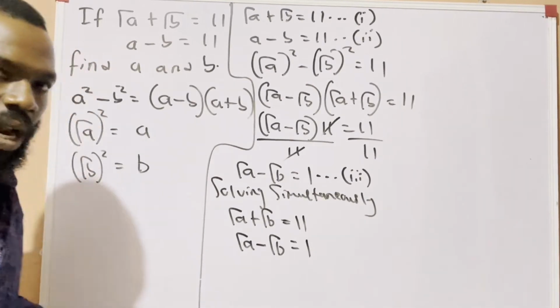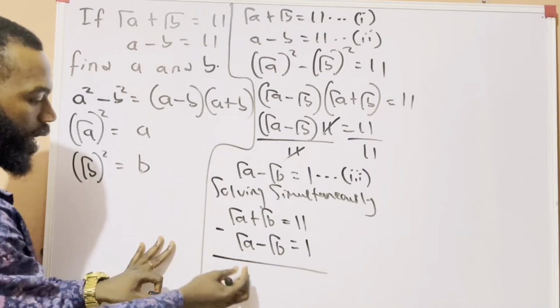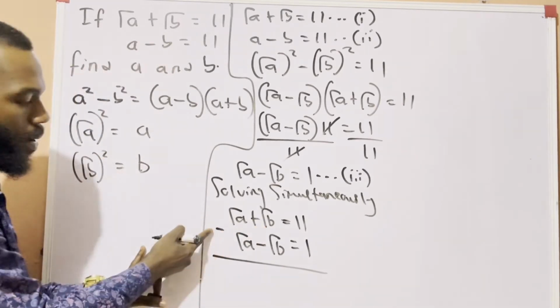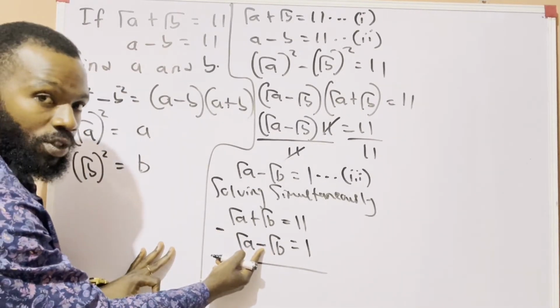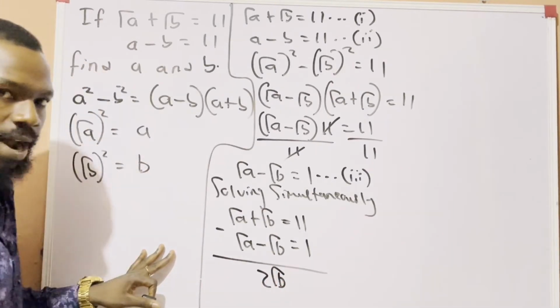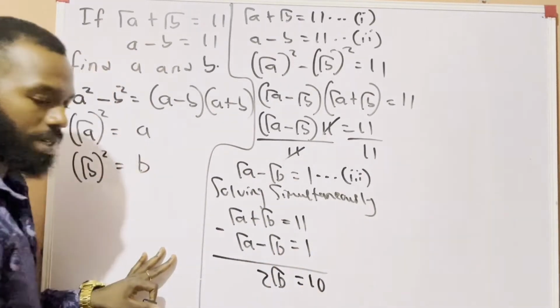Root a. So what I'm simply going to do is subtract. When I subtract root a from root a, I'll get 0. So what I have left now is root b minus root b. Now, minus times minus gives us plus, so it means root b plus root b, and that gives us 2 root b. Alright. Now, 11 minus 1 gives us 10.